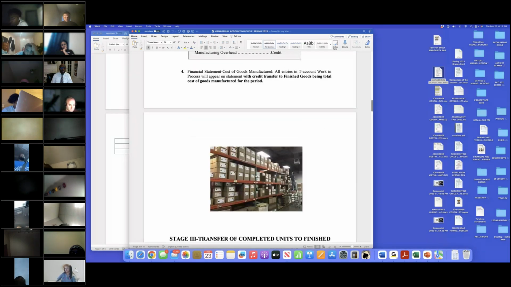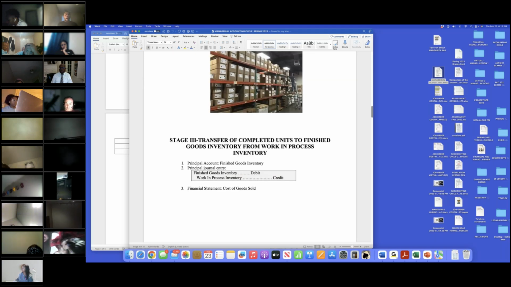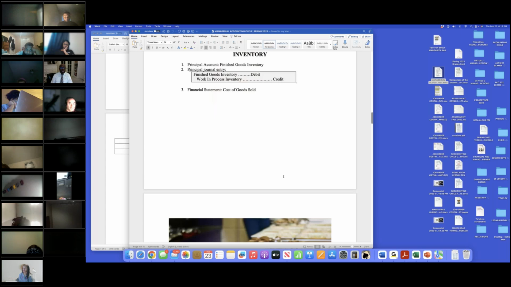Then in stage 3, once the items are made, this is the journal entry. We debit finished goods inventory and credit work in process. So once the items are made, we box them up, and that's our goal, to make the items and then get them off the production floor into the warehouse for shipping the finished items out. In stage 4 is where we sell the items.